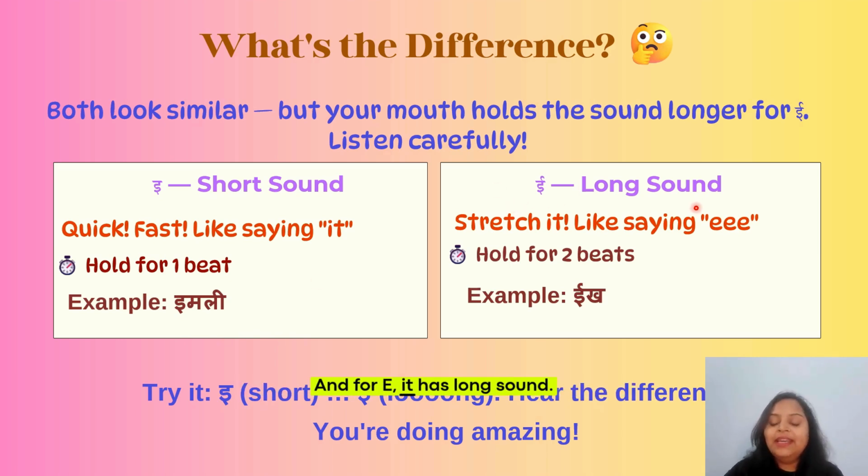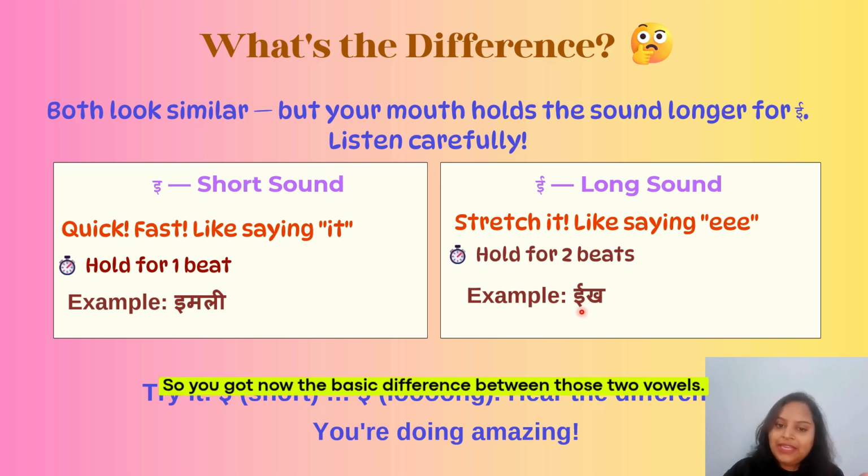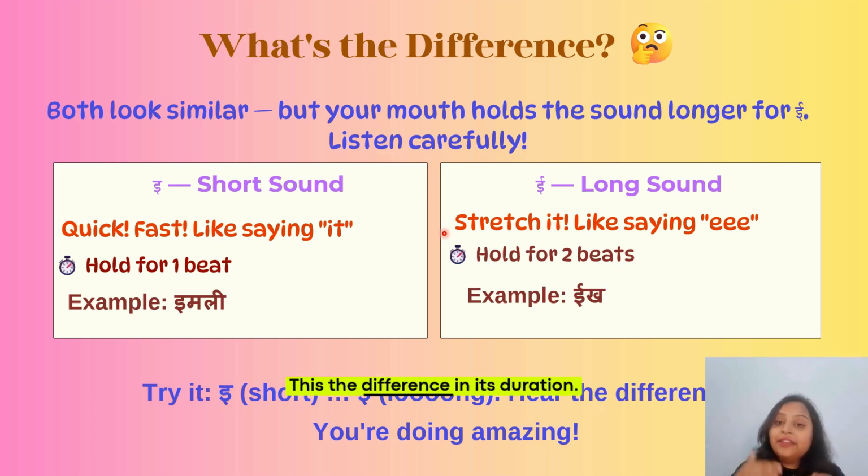And for E, it has a long sound. You have to stretch it, and you have to hold for two beats. E. And the example is eek. So now you have the basic difference between those two vowels: the difference in its duration, the longevity.